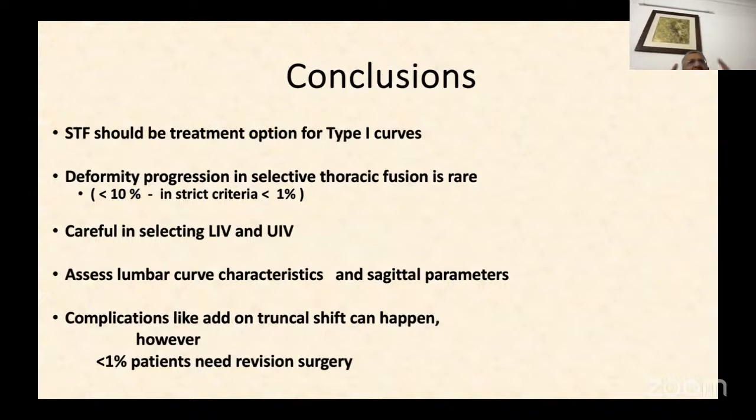For A and B it is 100%, for C the majority of the time, unless the curve is significantly rotated or greater than 45 degrees. Deformity progression is relatively rare, less than 10% if the criteria are properly maintained. I mean, it is less than 1%. You have to select your LIV and UIV very carefully. Complications happen, however, less than 1% of the patients need a revision surgery.